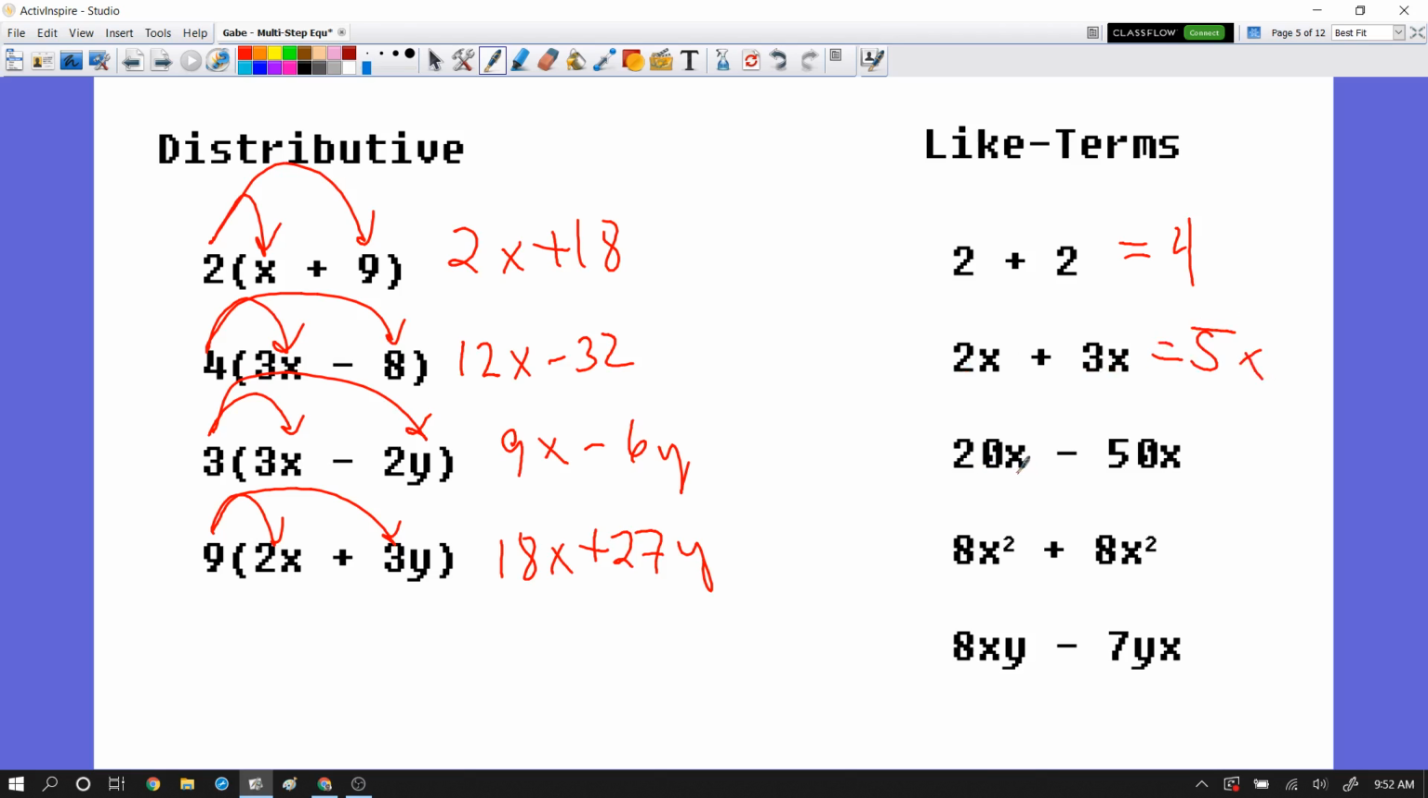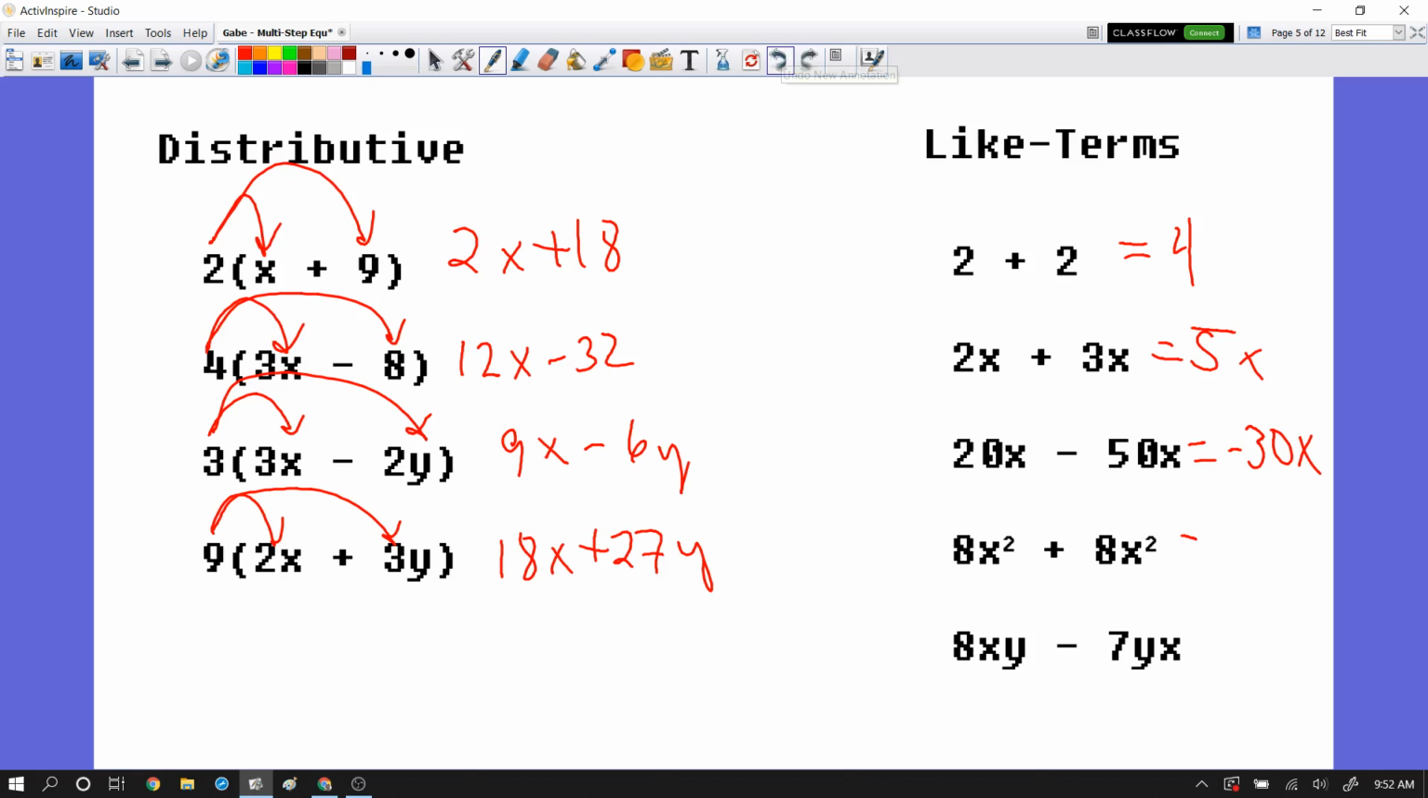A number followed by a variable, is it the same on the other side? A number followed by the same variable, check. All right, so that means we have like terms. 20 minus 50 is negative 30x. I went ahead and threw in some exponents because it just means, do you see a number followed by the same thing? So this could be 18x squared plus 8x squared, as long as it's a number followed by the same variable arrangement.